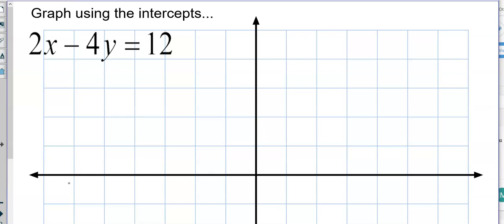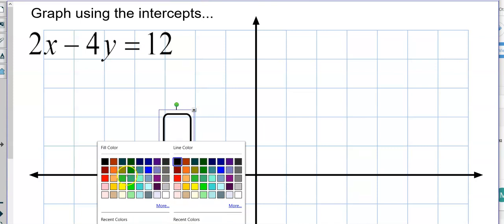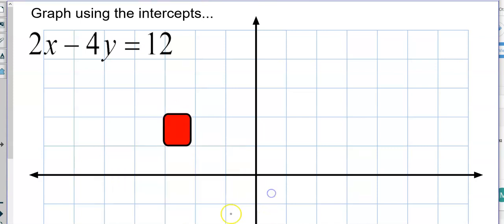So we're using intercepts. What you can do is draw something temporary here, just for effect. I'm going to make this a fill color red. So I'm going to temporarily cover over the 4y. If you do that, you can probably solve this in your head, right? 2x, we're basically saying if y was 0, that term would go away. So if y was 0, it'd be 2x equals 12, which means x equals 6. So 1, 2, 3, 4, 5, 6.